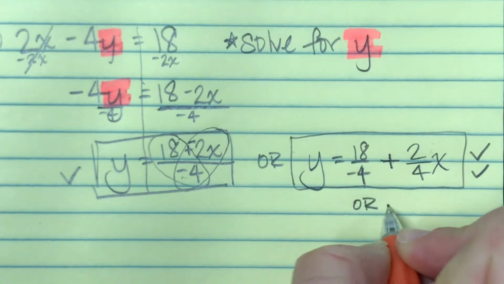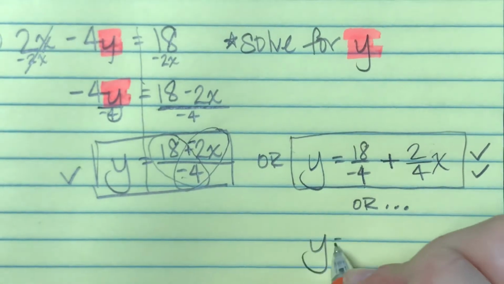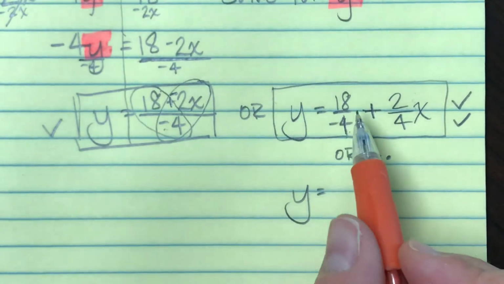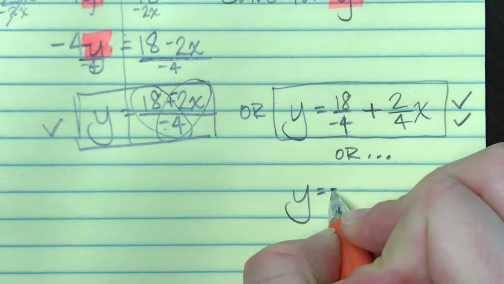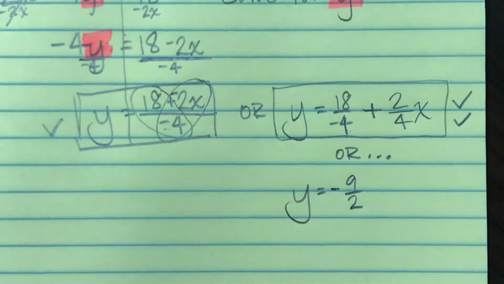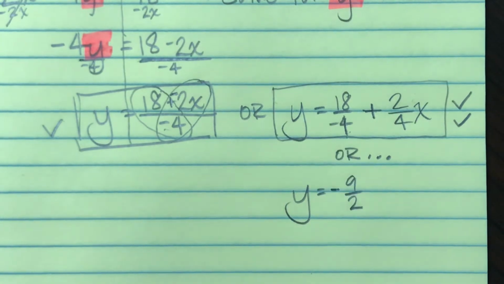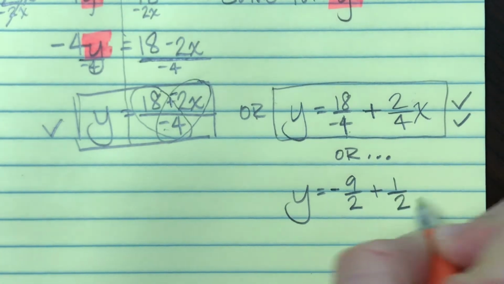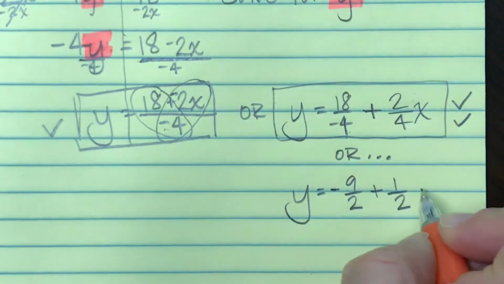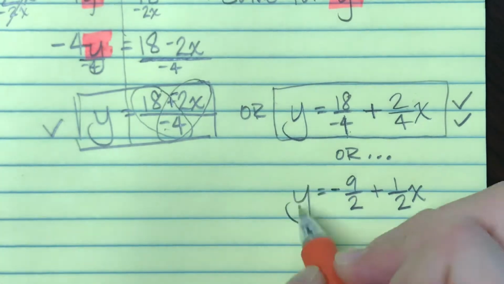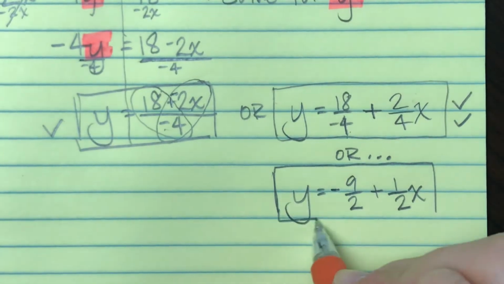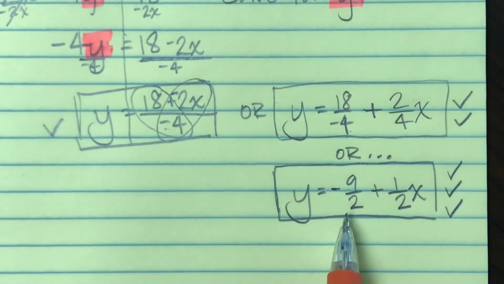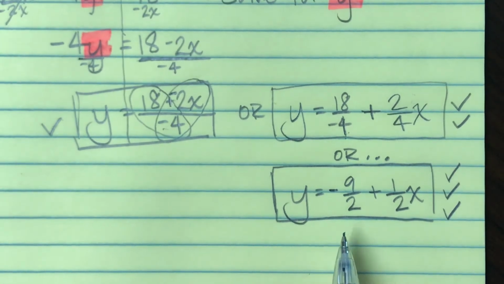But if you wanted to keep going with it, you could even be a super all-star and say, okay, you know what? 18 over negative 4, I can simplify that down to negative 9 over 2, if I just simplify that fraction, divide those both by 2. And then 2 over 4, I hope you recognize that that simplifies down to 1/2. And then we still have our x right there. I can't combine those together because I've got one without an x and one with an x. So this is like the check, absolutely amazing. You did everything you possibly could have done.